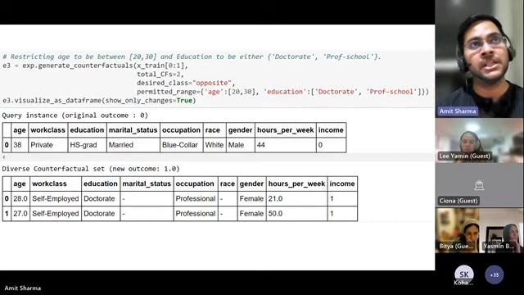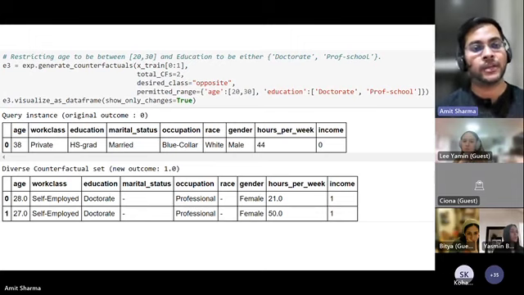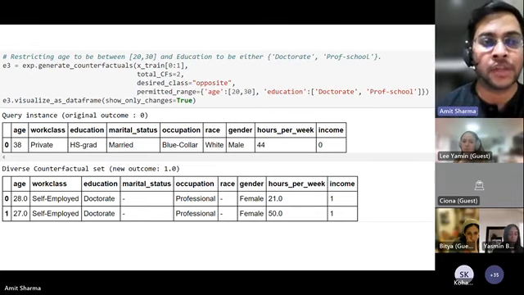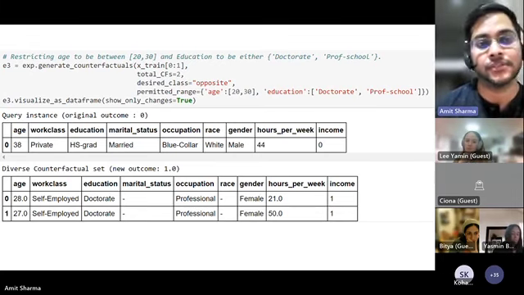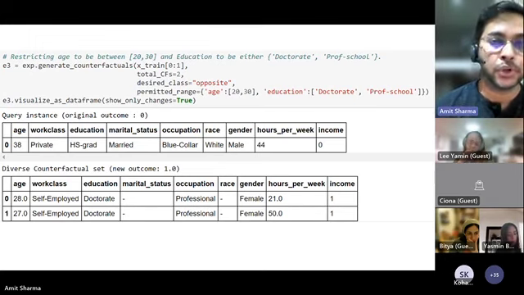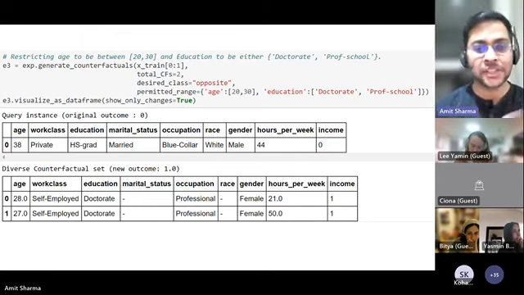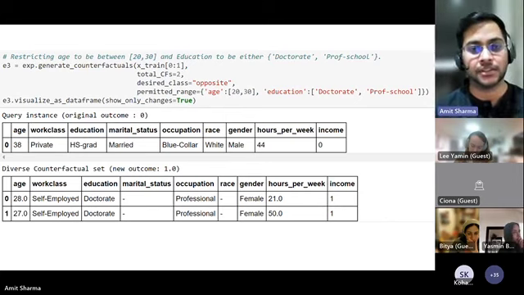As I was talking about earlier, user constraints are really hard. But I think what we've done in the library is the simplest thing possible, where as a user, you can tell us what are the reasonable values for features, right? So you can say, for example, age can only be between 20 and 30. You could also say that education has to be either doctorate or professional school and so on. And so you can just give a permitted range for different features. And if you do that, then the optimization stays within that range.